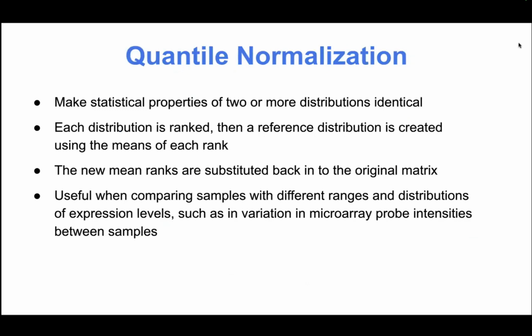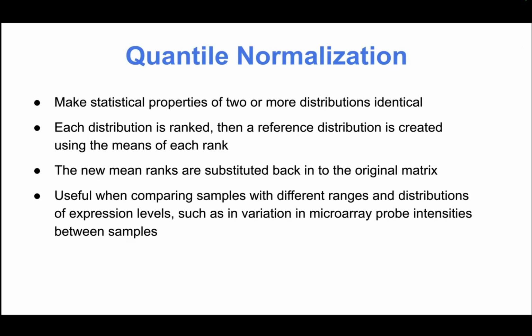The next method that we'll talk about is quantile normalization. This involves making the statistical properties of 2 or more distributions identical. So in this case, for each sample, we'll carry out quantile normalization. This is done by ranking values in each sample and then creating a reference distribution where for each rank, the value is equal to the mean of all the values for that rank across all of our samples. We'll walk through an example on the next slide that will help visualize that a bit better.